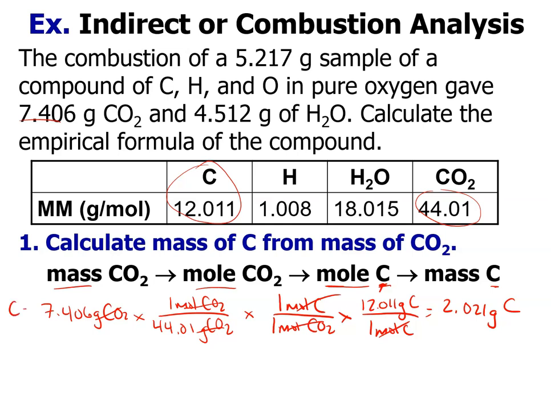So this is carbon. Now we want to do the same thing with hydrogen. We start now with, instead of CO2, the H2O. We get moles of H2O, moles of hydrogen, and mass of hydrogen. This conversion is a little different for hydrogen, and we'll get there in a second. So let's start with the 4.512 grams of water. We're going to use the molecular mass of water, which is approximately 18 grams of water per mole of water.